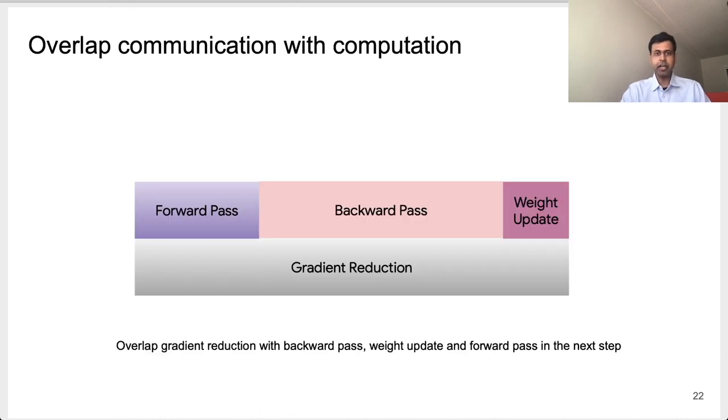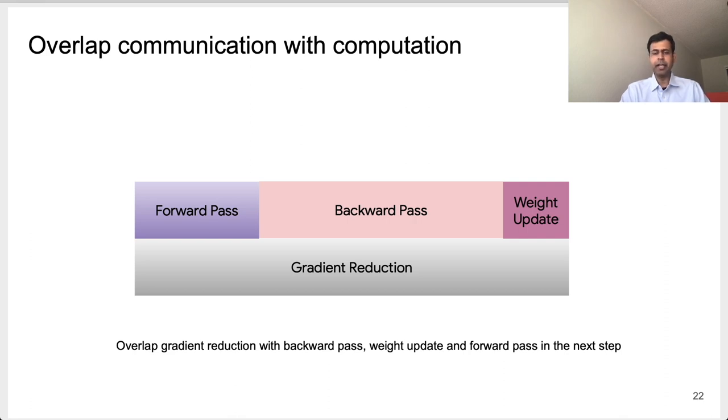In addition, a standard technique for overlapping computation and communication is gradient reduction, which overlaps with the forward and backward pass. This is a very popular technique. It enables a given layer's gradient computation to overlap with the next layer's backward pass computation, or potentially any layer preceding that layer's forward pass, and it could also overlap with the weight update.